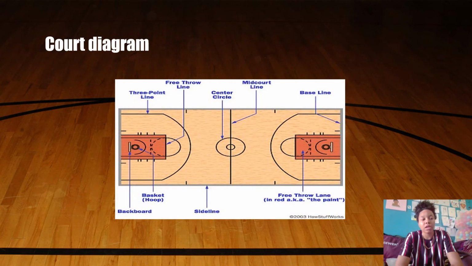Now I have a court diagram which we're going to go over really quick. It's a really simple court diagram. It's not really too into detail. It's just the basic things that you need to know about a basketball court. So first and foremost, we have a baseline. Everybody should know what a baseline is. It's both ends of the court.